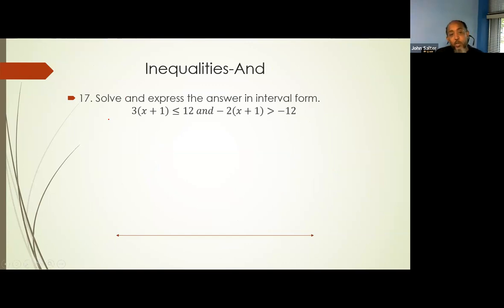Okay. Solve and express the answer in interval form. This is a tough concept. Please pay attention. All right. So I look at just the left thing that they gave me, the left inequality. 3 times x plus 1 is less than or equal to 12. Distribute that 3, and I get 3x plus 3, still less than or equal to 12. I want to solve, so I subtract 3 on both sides, and I get 9 on the right. Divide by the coefficient, and I get 3. X is less than or equal to 3.